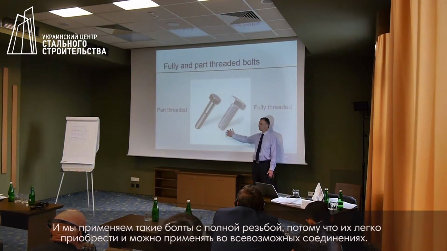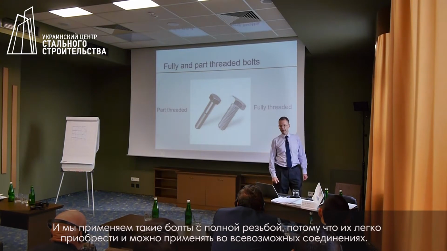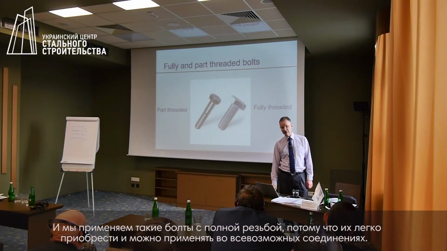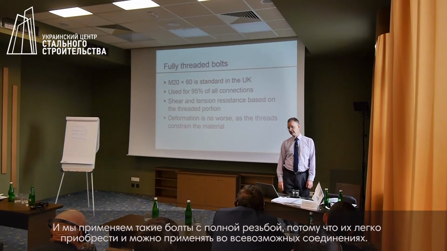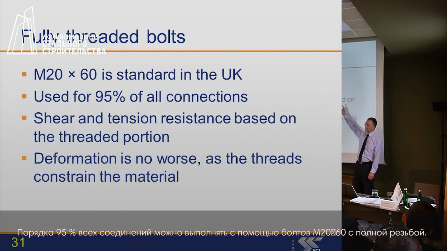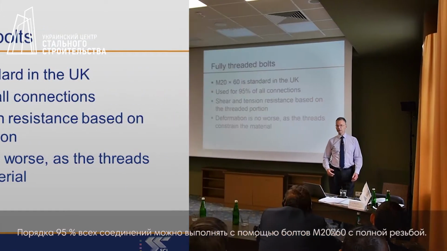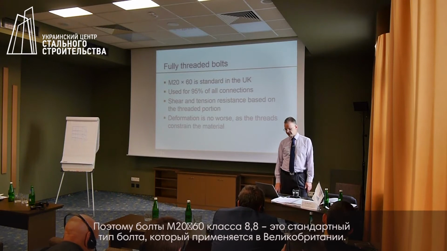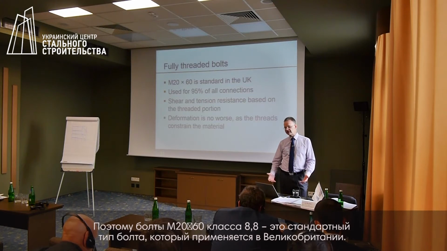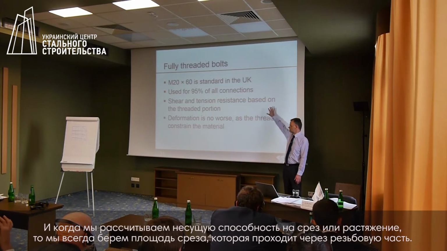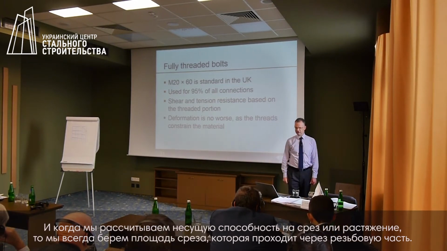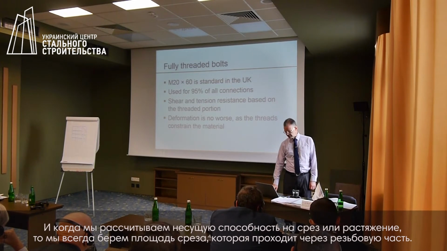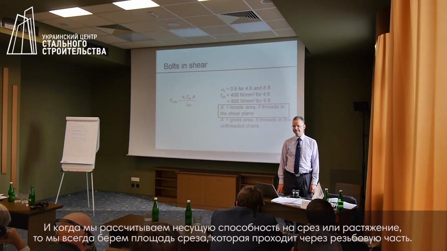And we use a fully threaded bolt because we can buy them in bulk and we can use them for all the connections that we ever find. So about 95% of the connections you can make with a fully threaded M20 by 60. So an M20 by 60 8.8 bolt is our standard bolt in the United Kingdom. And therefore, when we're working out the shear resistance or the tension resistance, we are always using the area in the threaded portion of the bolt.